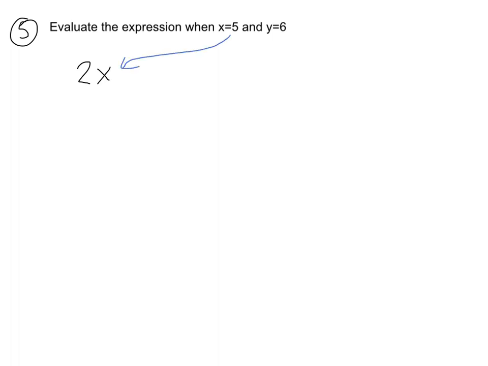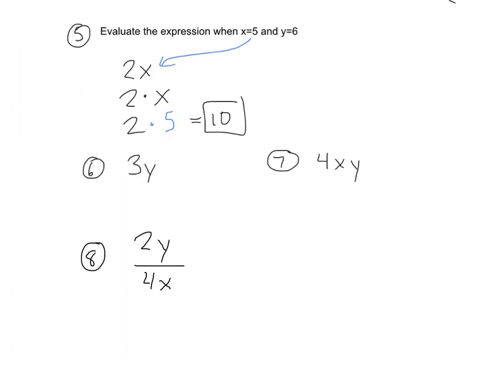And of course, 2x means 2 times x. So now we're really taking 2 times 5, and of course that would equal 10. So why don't you pause the video, and I want you to try these next couple. Play the video when you're done with all of them and see how you did. Alright, there you go. Use x equals 5 and y equals 6 on these three.